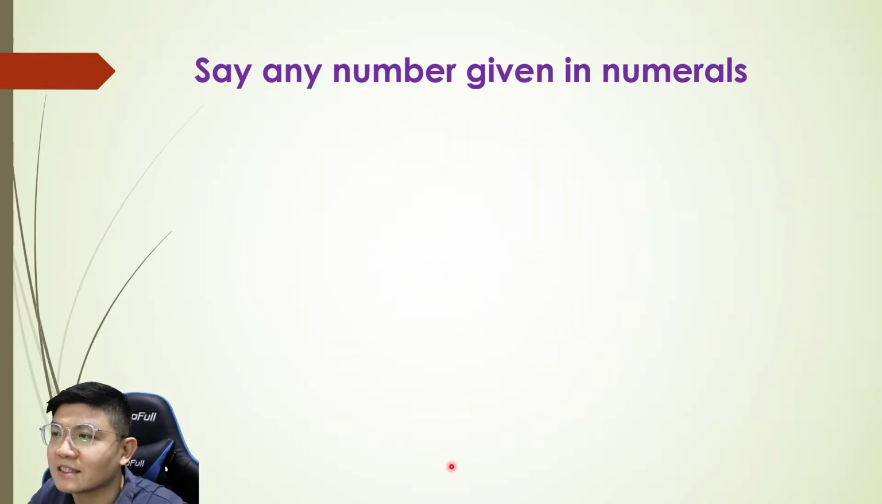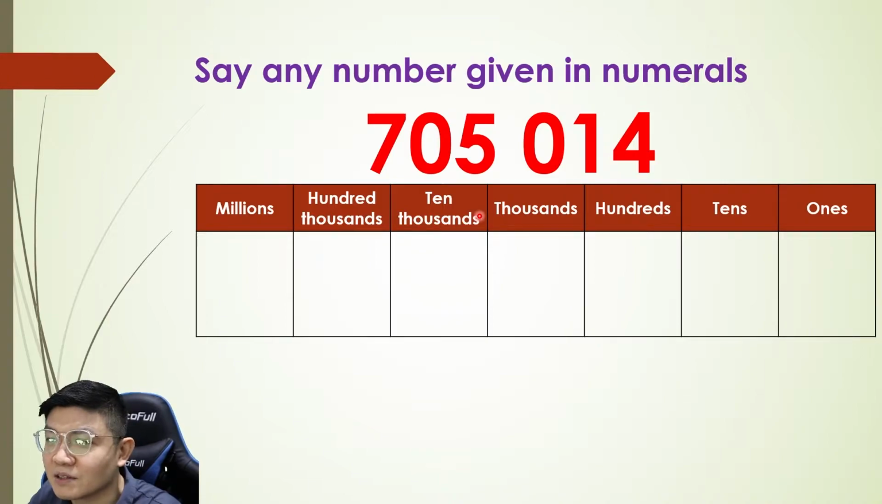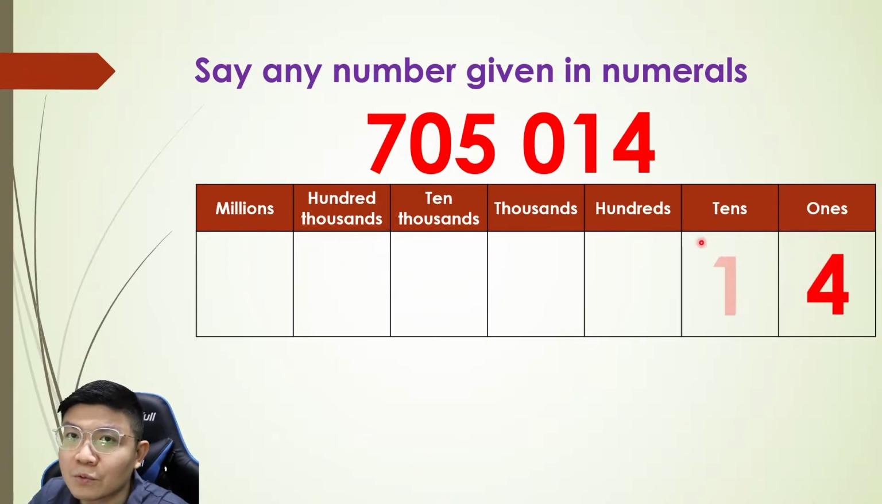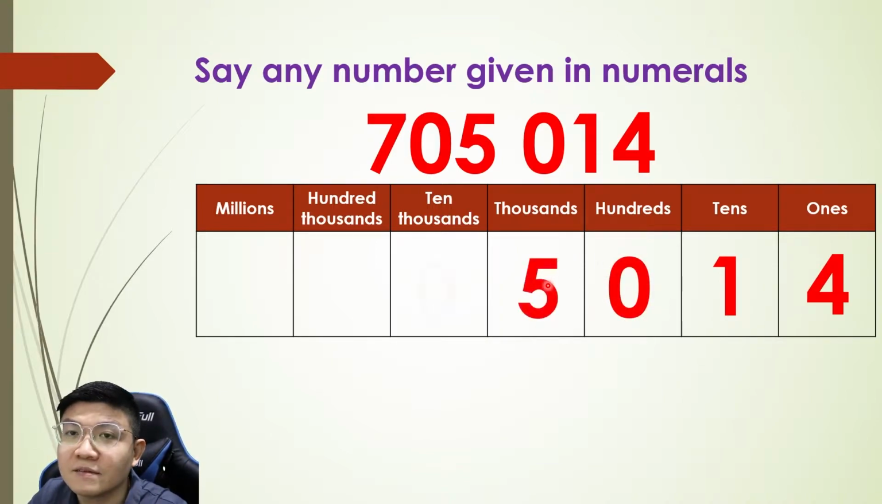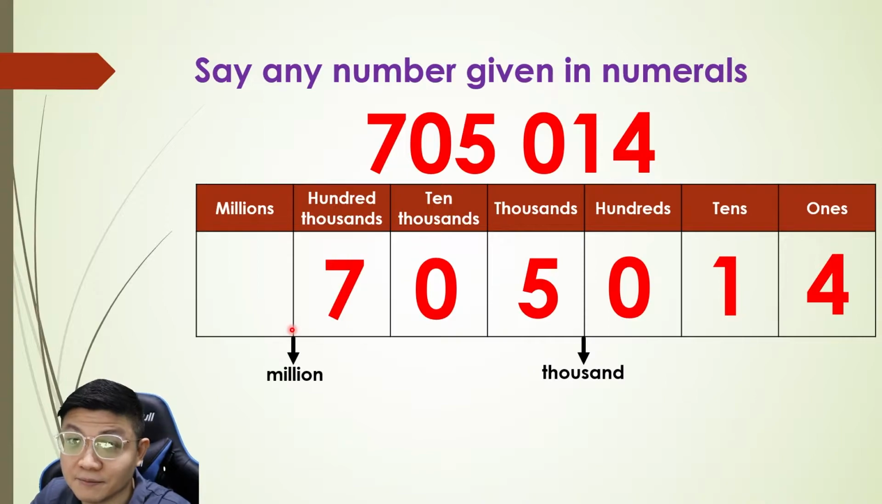Let's look at the next number. Now I have this number, 705014. But how do you say it? You cannot just say 705014. Now think of the table again. Millions, 100,000, 10,000, thousands, hundreds, tens, and ones. Usually we start from the right hand side when you insert the digits. So 4, 1, 0, 5, 0, 7. Now, still remember, count 1, 2, 3. You put 1,000. Again, 1, 2, 3. You put a million.